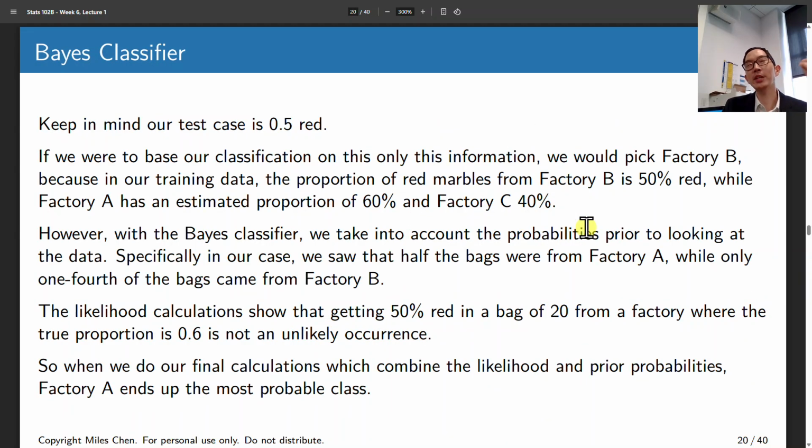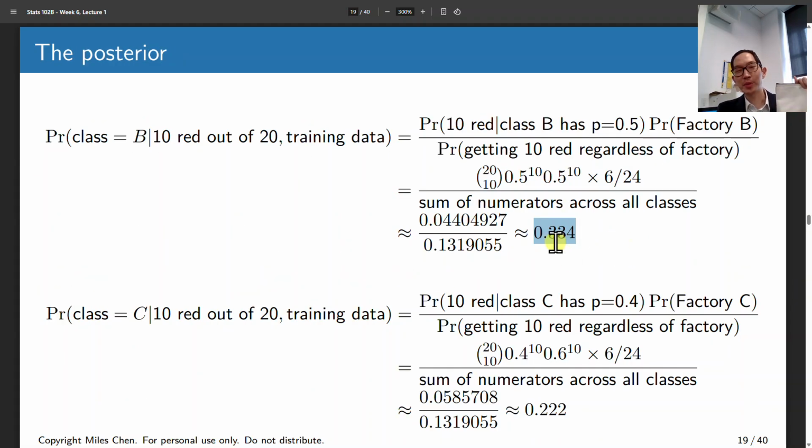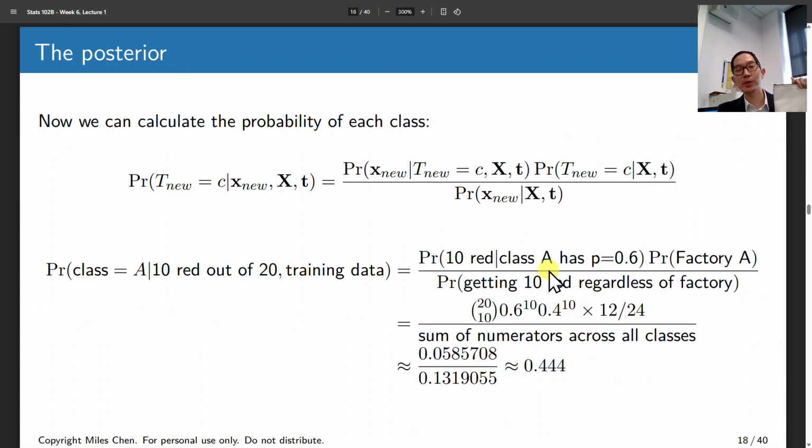That's basically a compromise between the two parts. Prior to looking at the data, our guess that it came from Factory B was 0.25. After looking at the data and seeing our bag most closely resembles Factory B in that it's 50% red, we adjust our number from 0.25 to something a little higher, to 0.334. Similarly, this number over here for Factory A of 0.444 reflects a compromise as well.